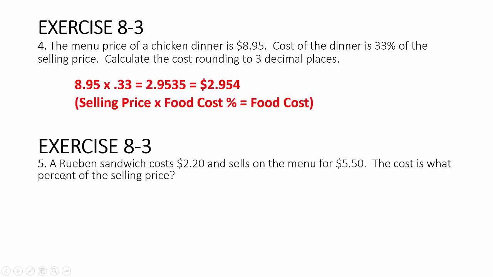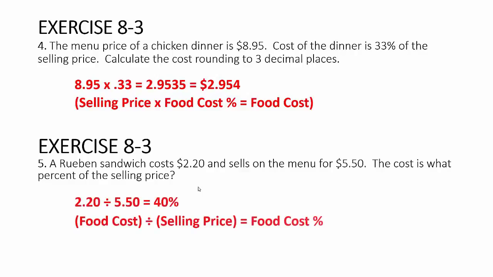Question 5 says we have a Reuben sandwich that costs $2.20 to make, and we sell it for $5.50 on our menu. So what's the cost percent of this selling price? In other words, what's the food cost percent? Remembering our pyramid, to get the food cost percent, we take our food cost, we divide it by our selling price, and we end up with a food cost percent of 40%. So 40% of our selling price will go to pay for the cost of this Reuben sandwich.